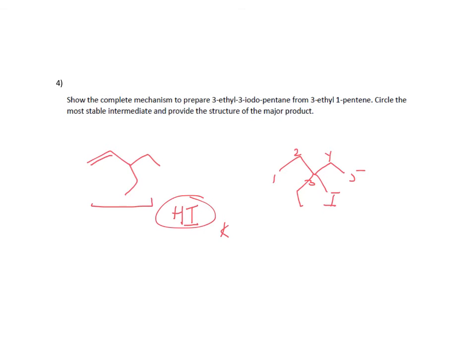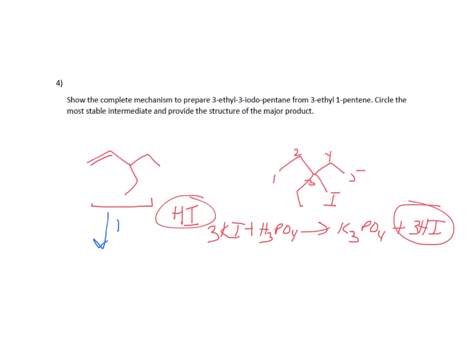You will have to use a combination of KI and H3PO4, which is going to generate K3PO4 and HI. So 3 of KI will be required in this process. It's a double replacement reaction. And so anytime we need HI, we generate it in situ. And in situ means within the reaction. So now when I treat this with HI, what's going to happen?